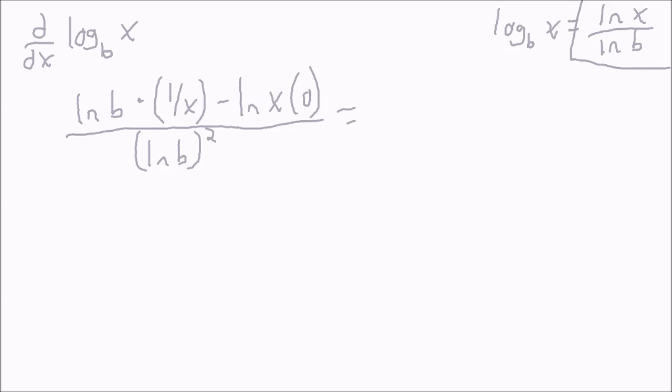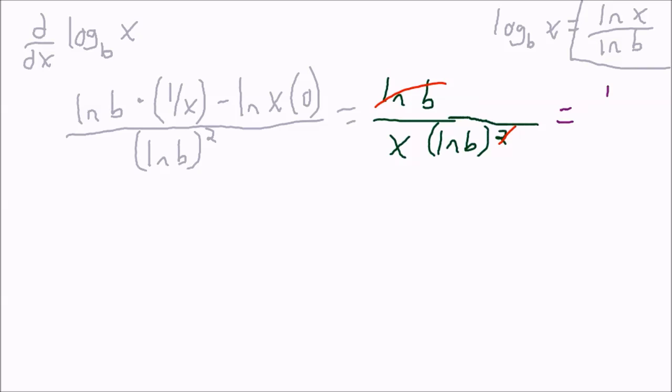So simplifying from here, I'm going to have natural log of b times 1 over x, so I'll just put this over x, minus ln of x times 0, that's just going to be 0. Let's extend my division line. I have a natural log of b squared on the bottom. Simplifying from here, I see that I have a natural log of b in my numerator and a natural log of b in my denominator, so they will cancel on top and reduce on bottom. So that's going to leave me with 1 over x ln of b.